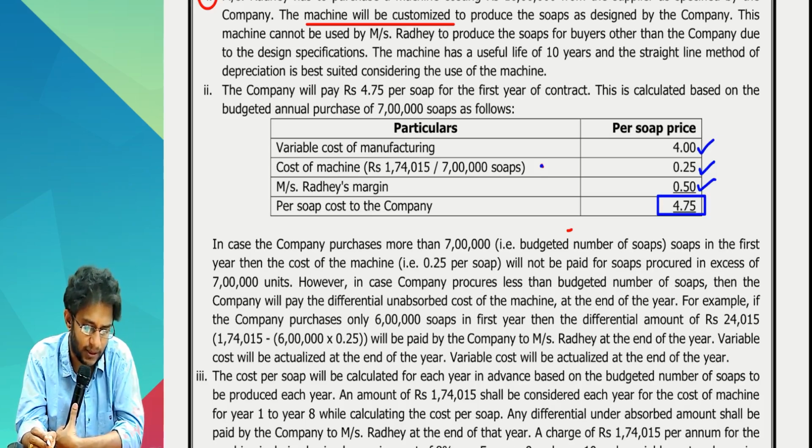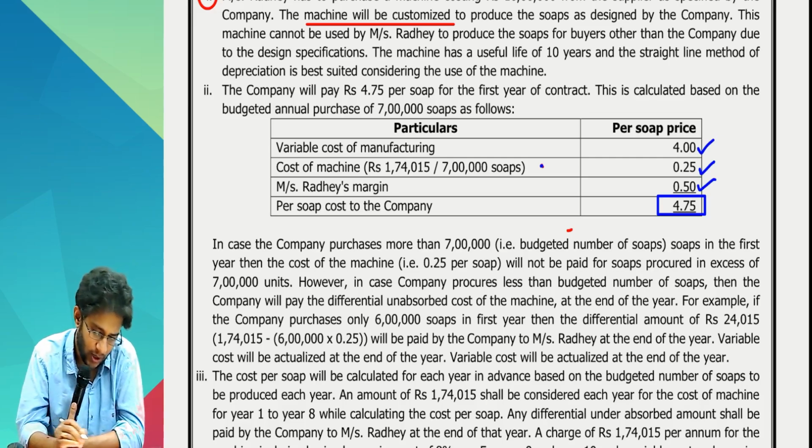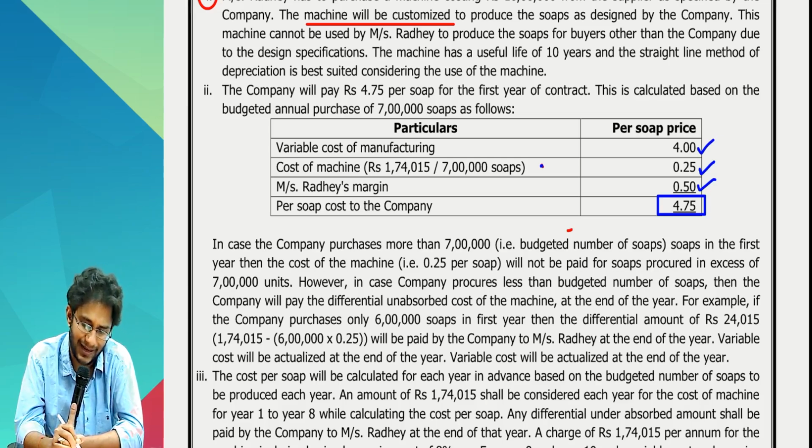Continue. In case the company purchases more than 7 lakh soaps in the first year, then the cost of the machine, that is the 0.25 per soap, will not be paid for soaps procured in excess of 7 lakh units. However, in case the company procures less than the budgeted number of soaps, then the company will pay the differential unabsorbed cost of the machine at the end of the year. For example, if the company purchases only 6 lakh soaps in the first year, then the differential amount of rupees 24,015 will be paid by the company to Radhe at the end of the year. Variable cost will be actualized at the end of the year.